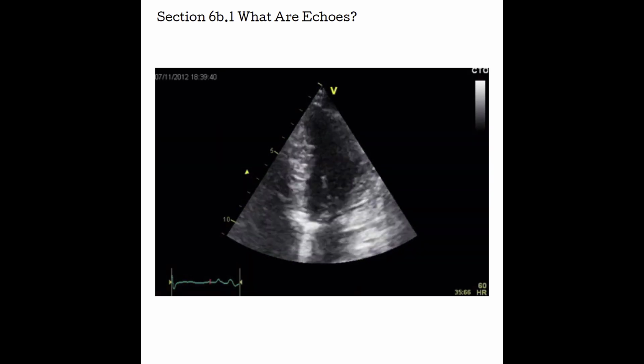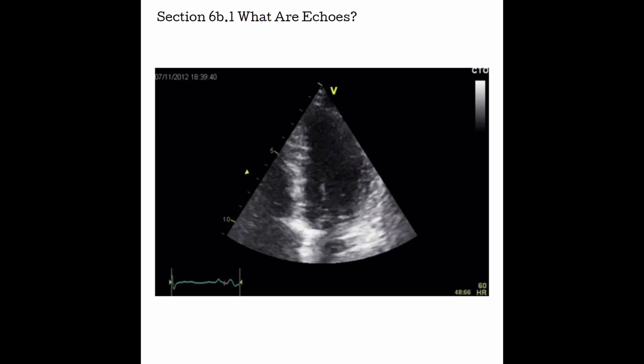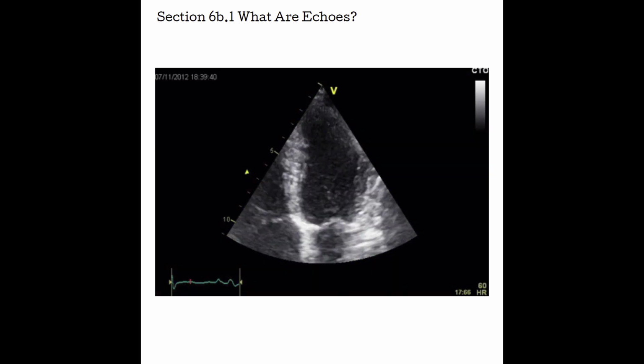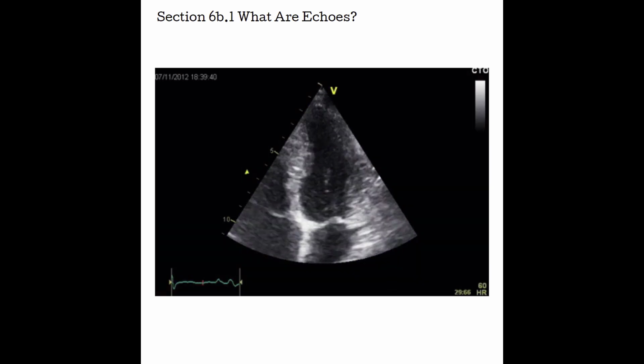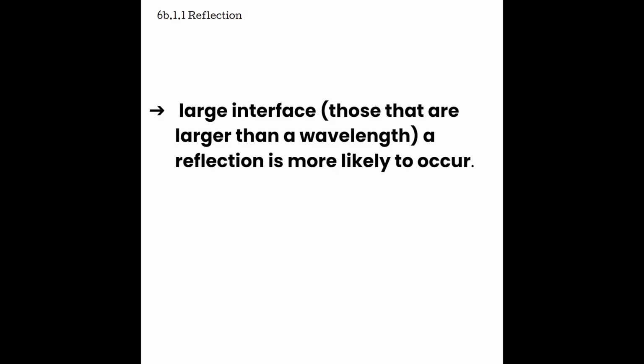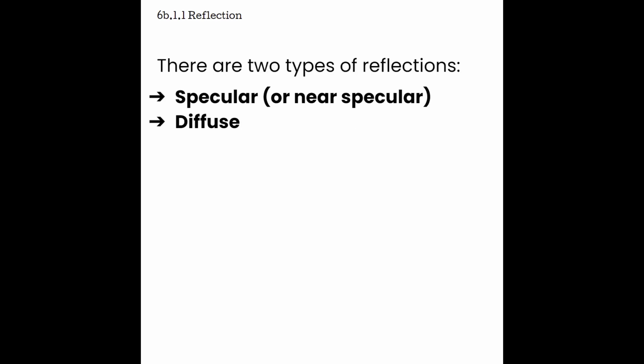Now, we've already discussed absorption as a mechanism of attenuation, so we're going to focus more on reflection, scattering, refracting, and transmission, as they are more directly related to the sound and creation of echoes. When a sound beam is propagating through the body and interacts with a large interface, typically those that are larger than a wavelength, a reflection is more likely to occur. There are two types of reflections: specular, or at least near specular, and diffuse.